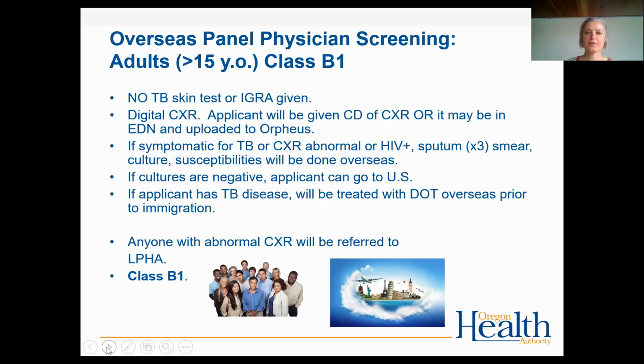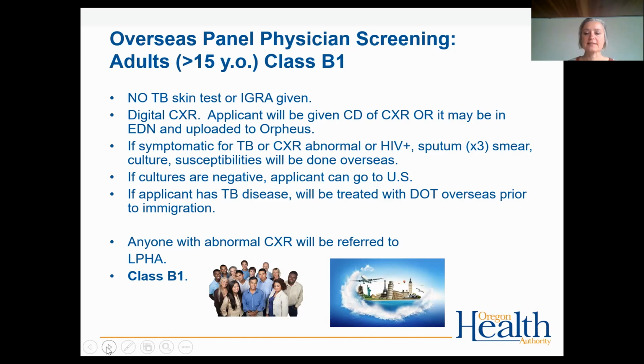So this is about the overseas panel physician screening. And this applies to adults who are older than 15. And this would be what is categorized as a class B1. So for adults, they do not get a TB skin test, a quantiferon test, or a T-spot test. That's only kids. Adults will not get that overseas. You may find in Orpheus or on EDN a digital chest X-ray, or sometimes the applicant is still given a CD. So they might have it with them, or you might find it uploaded into Orpheus or an EDN.